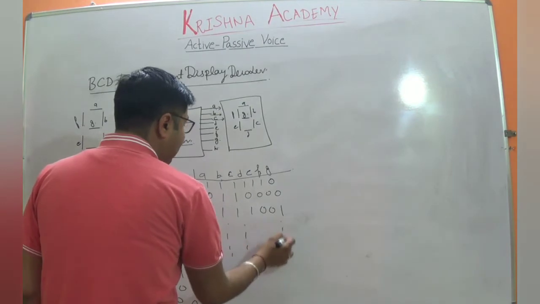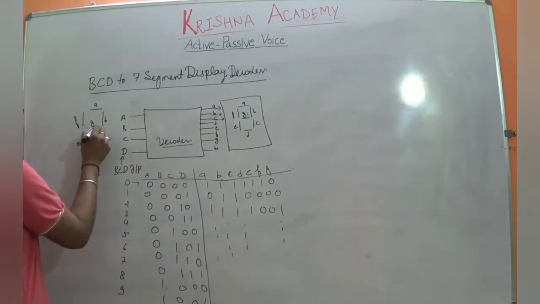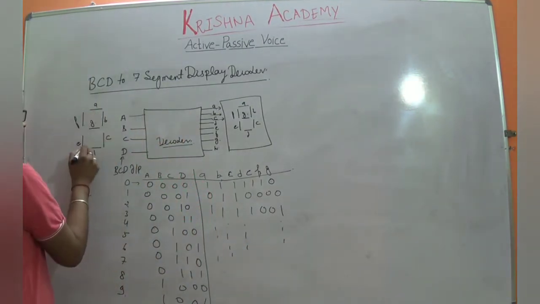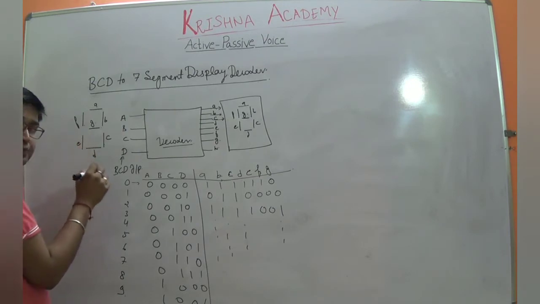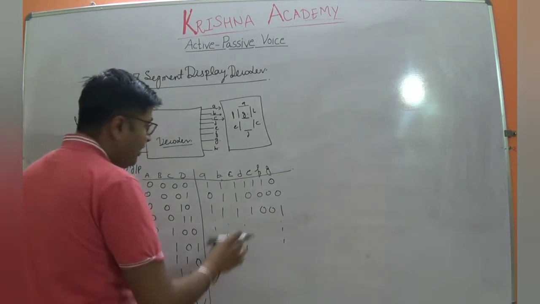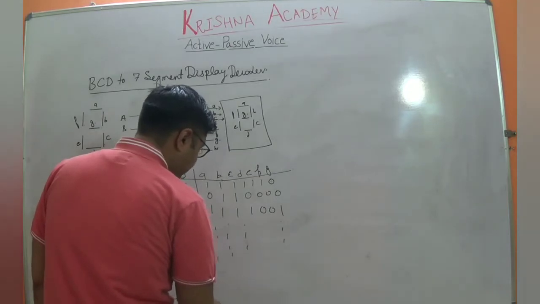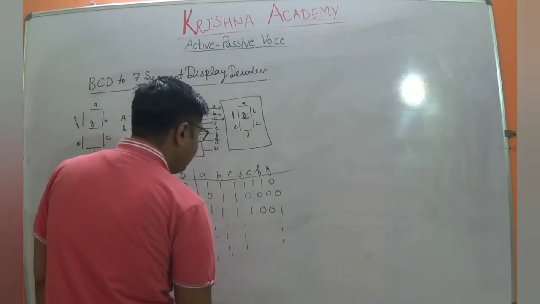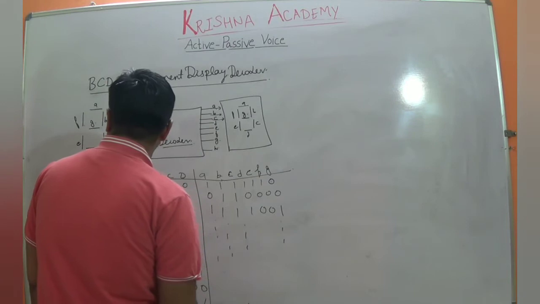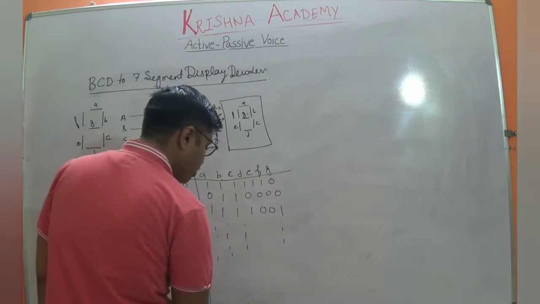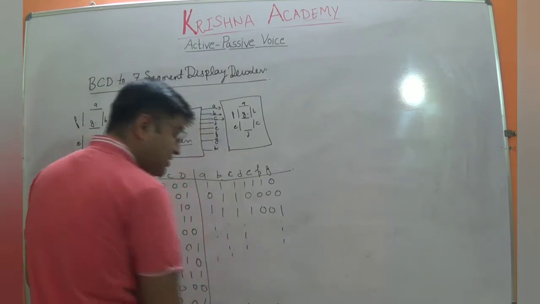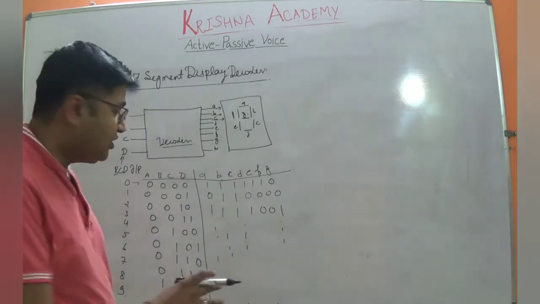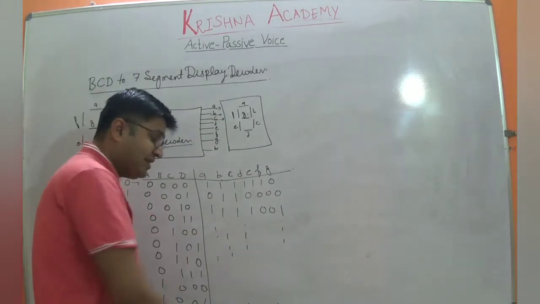To show number 9, this needs to be shown like this. So E will be put off. Logical 0 will be provided to E, and the others will be on the higher side. So 1 1 1 1 0 1 1. This is how you are going to make a particular BCD number shown by this.